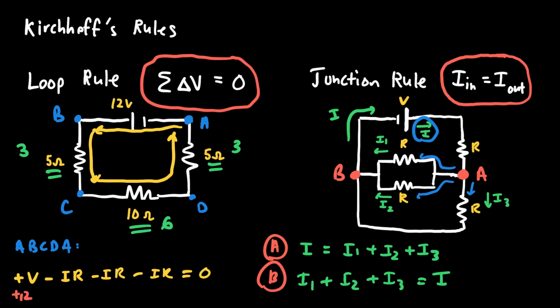The first resistor, that 5 ohm, is a 3 volt voltage drop. The second, 10 ohm resistor has a 6 volt voltage drop, and the last one has a 3 volt voltage drop, which adds up to 0. And so it works out.